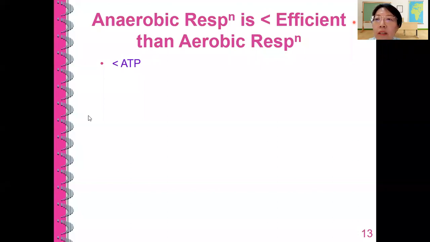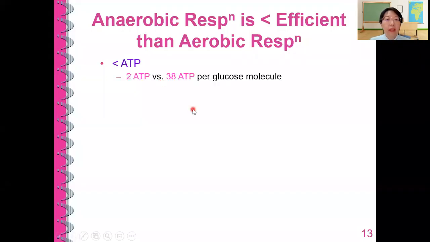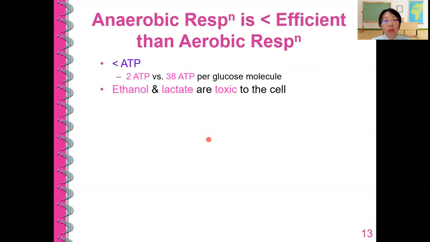Now what I asked you to answer fast is, so 2 ATP versus 38 ATP per glucose molecule. So 19 times difference, okay, 19 times difference. So either 19 times more for aerobic or 19 times less for anaerobic, okay, less ATP. So other than ATP, what else?